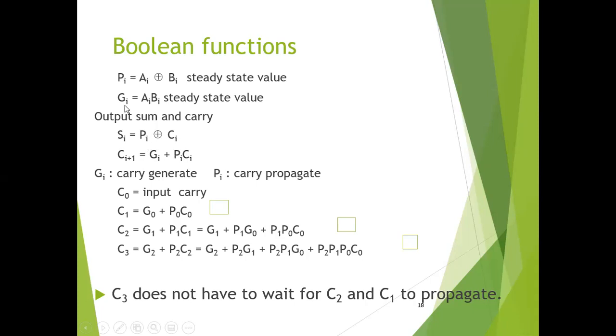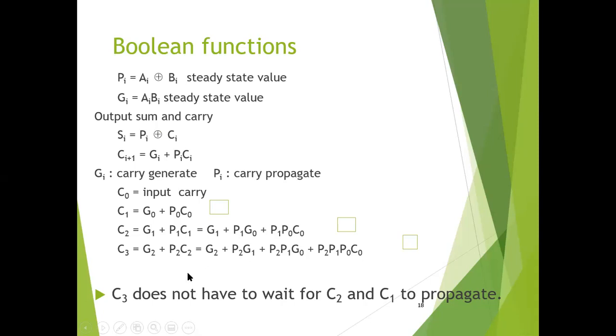Gi, the carry generate, will produce a carry regardless of the input carry bit. Similarly, Pi determines whether a carry into stage i will propagate into stage i plus 1, that is, whether an assertion of Ci will propagate to an assertion of Ci plus 1. By using these equations, we write down the Boolean function for the carry output of each stage and substitute the value of each C from the previous equation into the next equation.